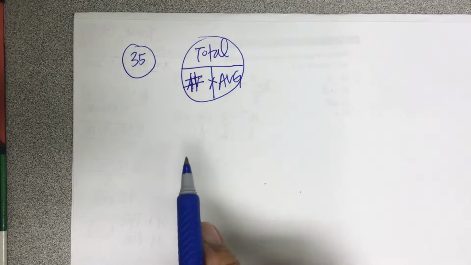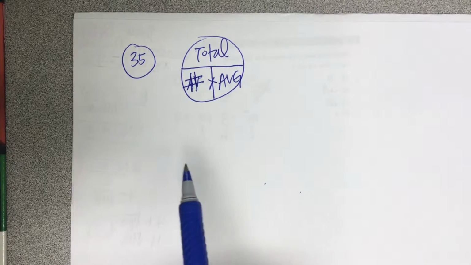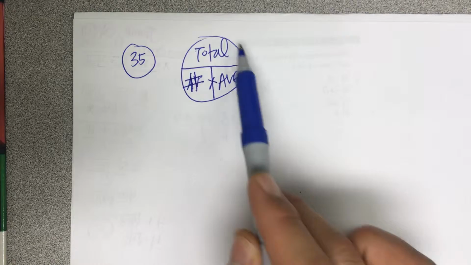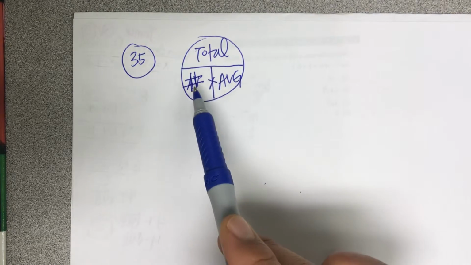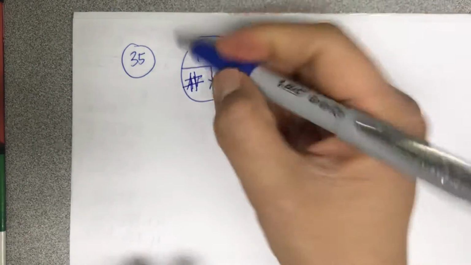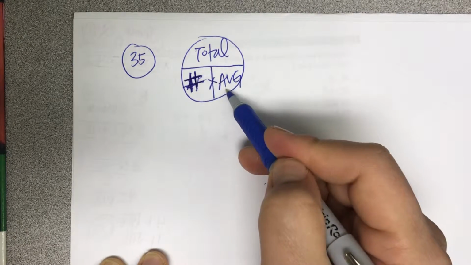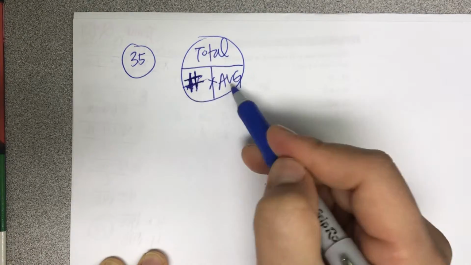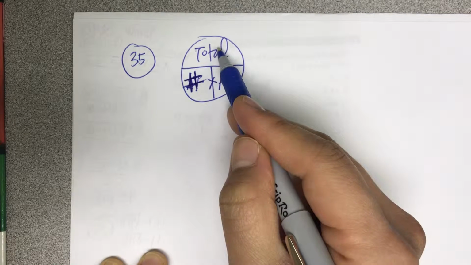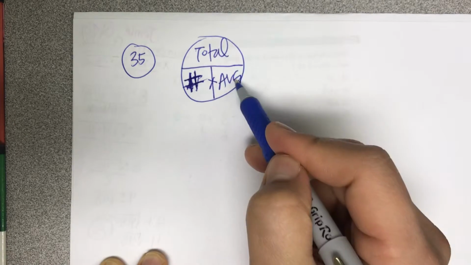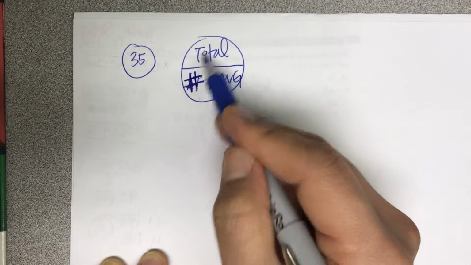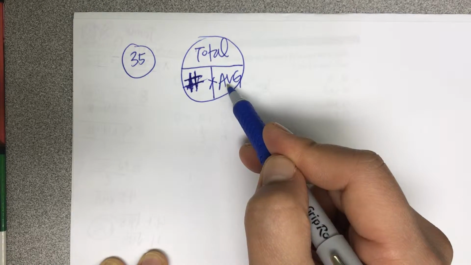Let me remind you guys for number 35, something called the plumber's butt crack. So this right here is the plumber's butt crack. You've got the number of things. That's a number sign. That's a number of things, the average, and then if you multiply these things, you get the total. Vice versa, if you have the total and you only have the average, you would divide to get the number, or vice versa here to get the average.